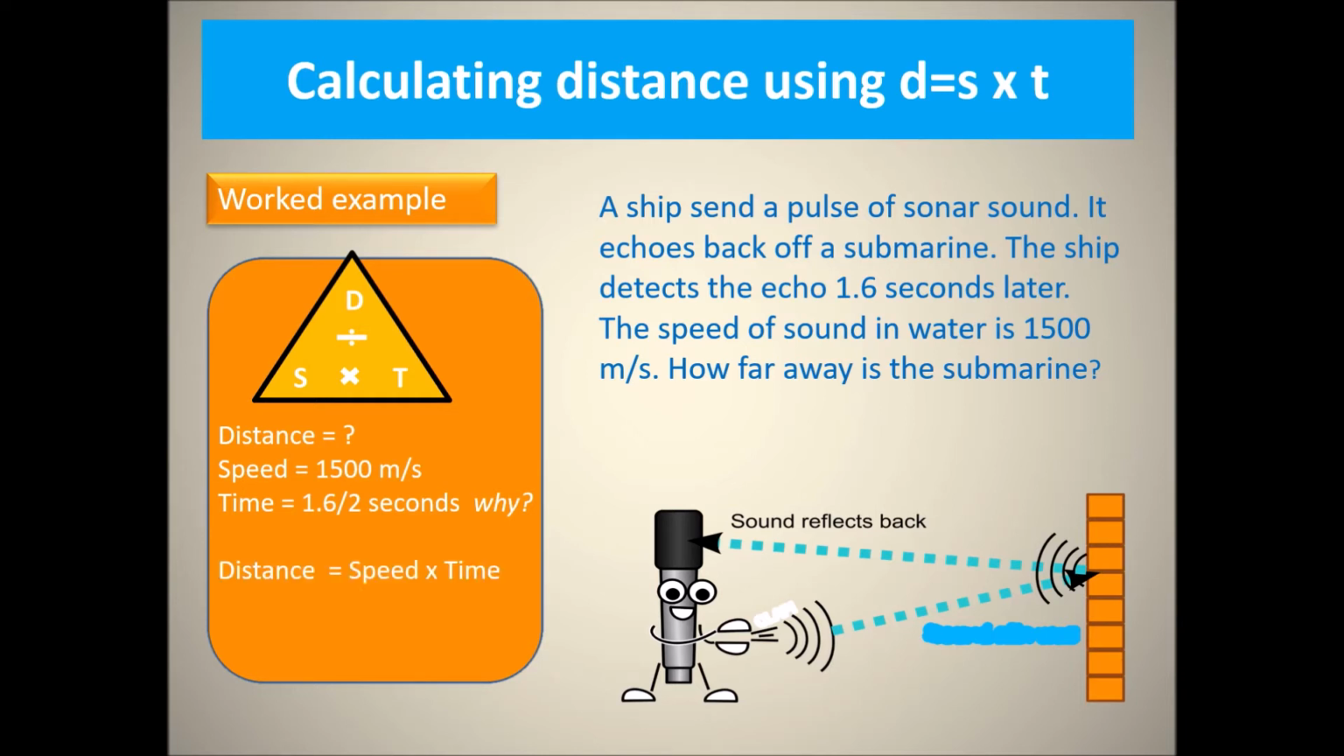Then what I do is I write my formula down, and I fill in the numbers that I know: 1,500 times 0.8, because I've divided this by 2, and the answer I get is 1,200 meters away.